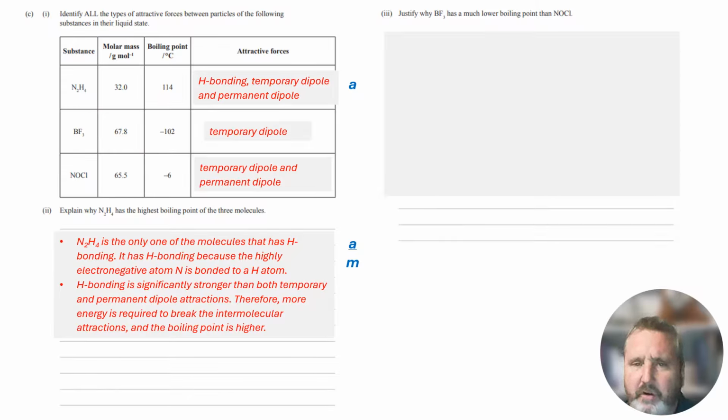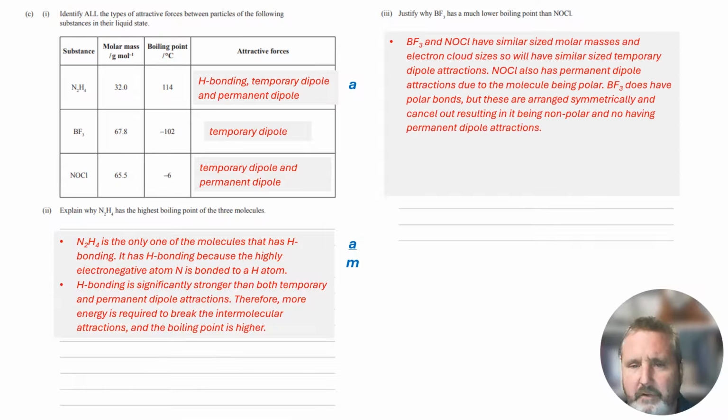So the last question on this paper is, why does BF3 have a much lower boiling point than NOCl? So we look at these two and we can see that their molar masses are similar. So that's the first statement I'm going to talk about: since their molar masses are similar, their electron clouds are similar. They're not the same, but they're very similar. The electron clouds are very similar, so they're going to have very similar strength temporary dipole attractions. So BF3 and NOCl have similar size molar masses and electron cloud sizes, so will have similar size temporary dipole attractions.